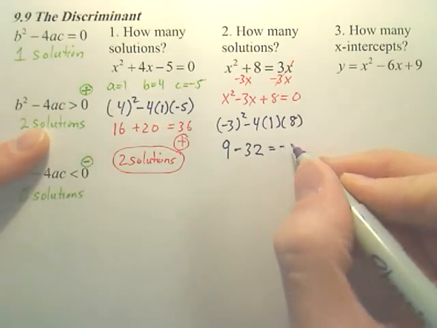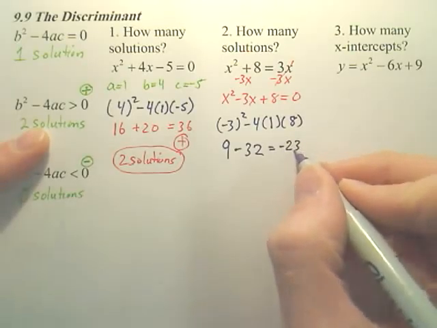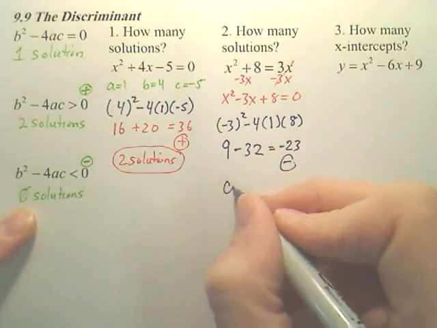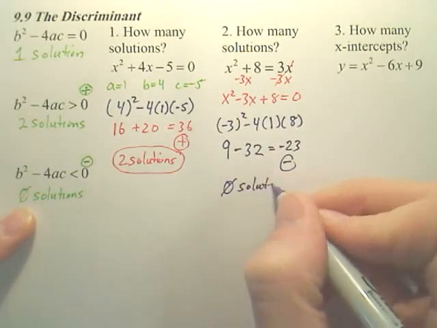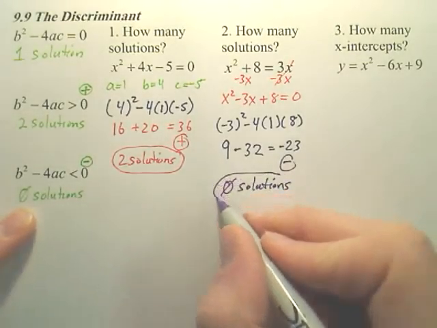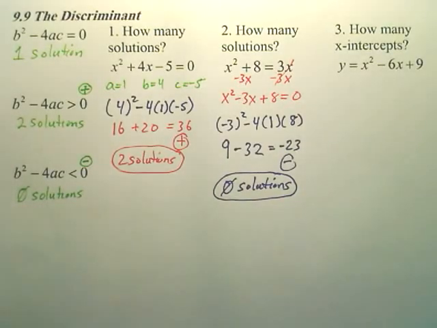That is negative 23. That's negative. What does negative mean? Negative means no solutions. The reason I put a line through it is so you don't think it's O solutions. No solutions. 0 answers.